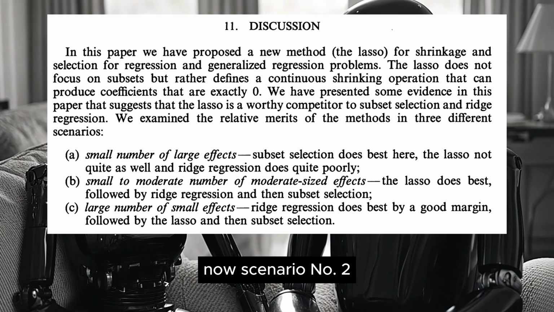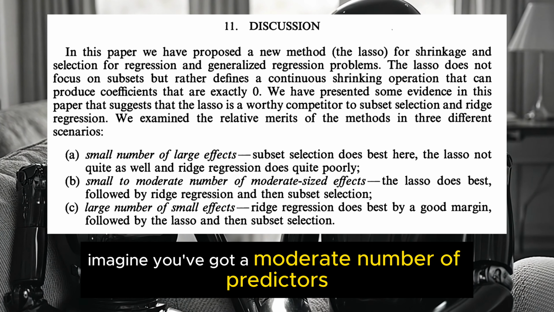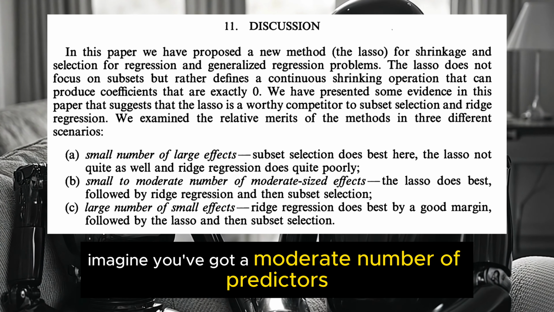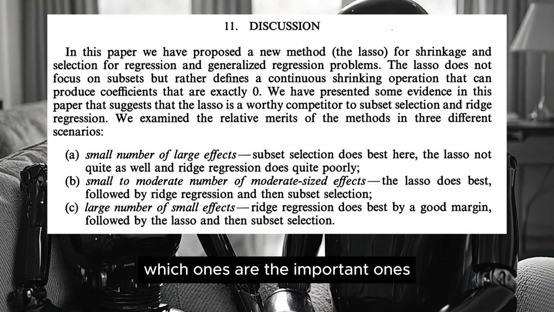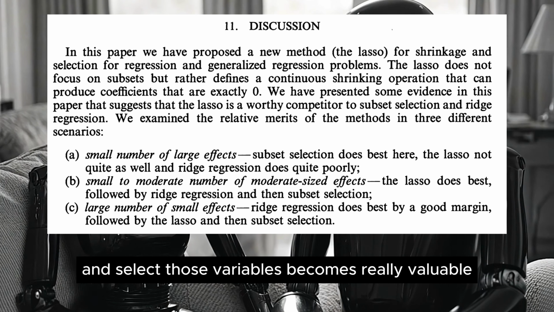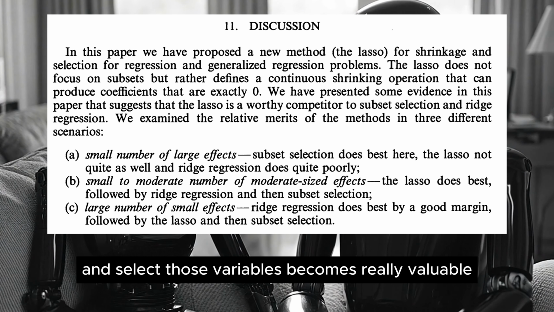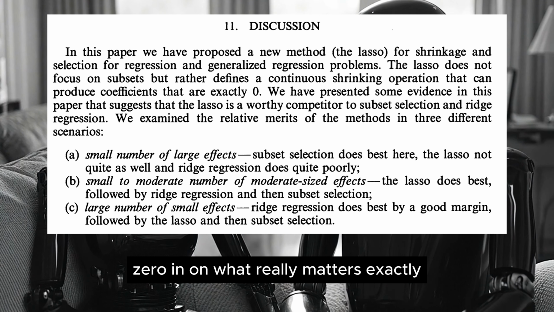Exactly. Now, scenario number two. This is where the lasso really shines. Imagine you've got a moderate number of predictors, and their effects are kind of moderate too. It's not immediately obvious which ones are the important ones. This is where the lasso's ability to both shrink and select those variables becomes really valuable. It's like it's helping you cut through the clutter, zero in on what really matters.